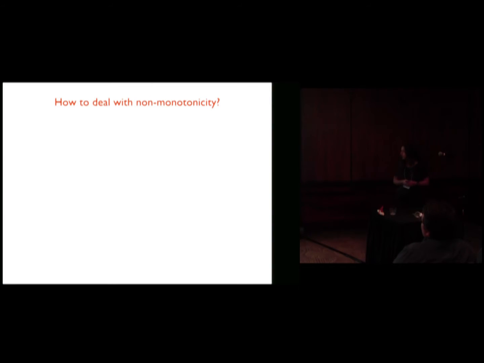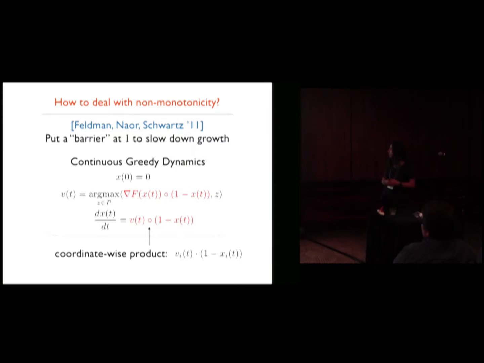Okay. So what's the concrete way to do this? So here's a very nice idea coming from the work of Feldman et al. So what they suggest is, let's not try to commit too early. You can think of it as, let's put a barrier at 1 and try to stay away from picking elements early on. So concretely, what they suggest to do is to slow down the growth by multiplying by 1 minus x. So if the coordinate xi is already quite high, we only grow by almost 1 minus xi. So the coordinates that are high grow less.